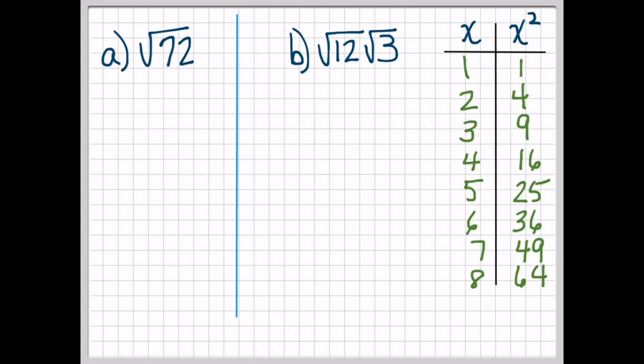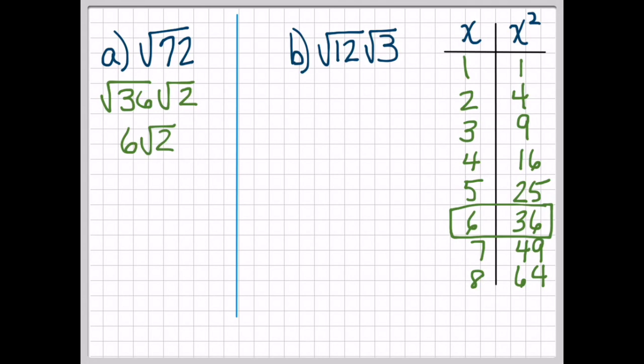So when I look at the list here, I think about, okay, are any of these numbers in the x squared column a factor of 72? And yes, 36 is going to be a factor of 72. So then I can break up this square root of 72 into the square root of 36 times the square root of 2. Looking at the list again, the square root of 36 I know is going to be 6. So that simplifies to 6 square root of 2.